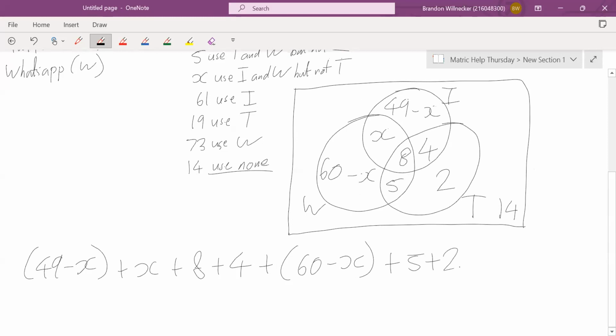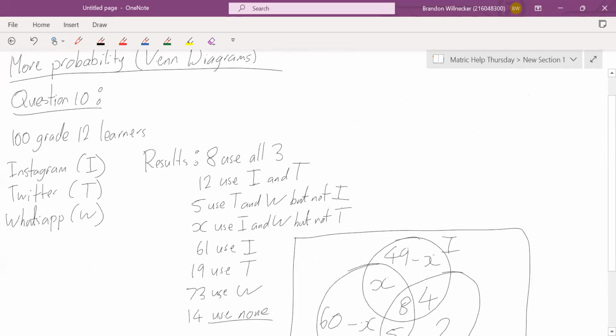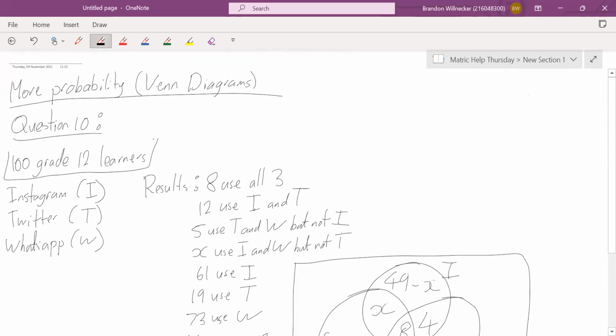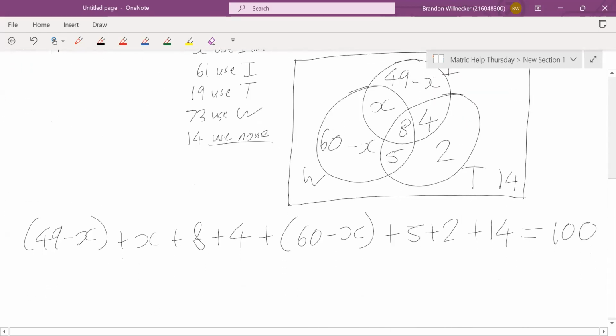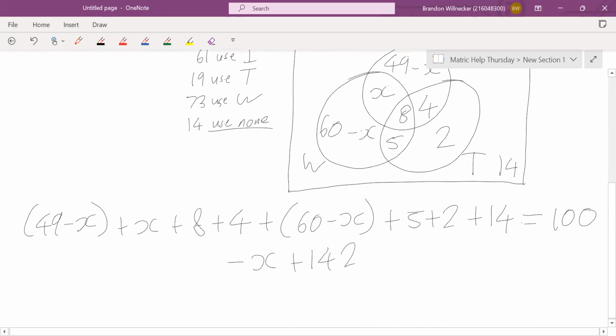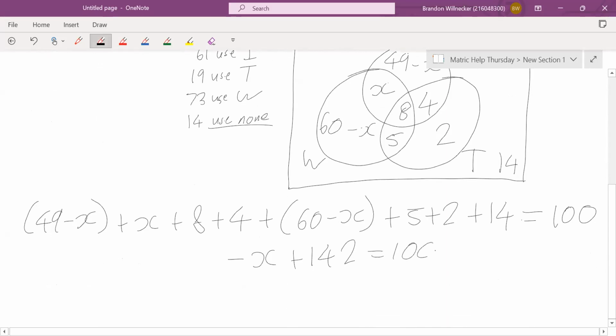Missing plus 5 plus 2 plus 14 on the outside there. And this all needs to be added up to 100 because we've got 100 learners. Okay, so adding all of this up, we end up with minus X plus 142. So that's adding up all the numbers is equal to 100. So we see that X must be 42.